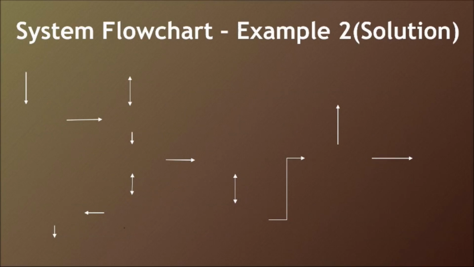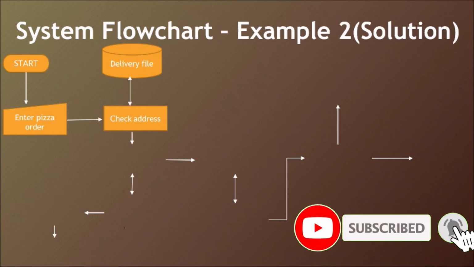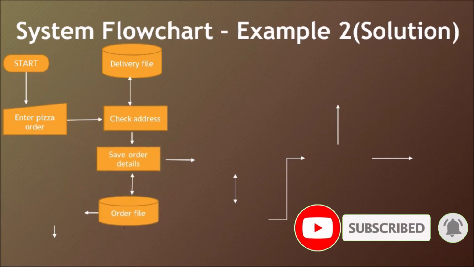The solution shows the start of the system flowchart represented by the oval. The manual input symbol is then used to enter the pizza order, accepted via the phone, and entered into the system. A process symbol is then used to show the process of checking the address of the customer. This is referenced using the delivery database file. Once the address is found, the order details will be updated and saved to the order file.